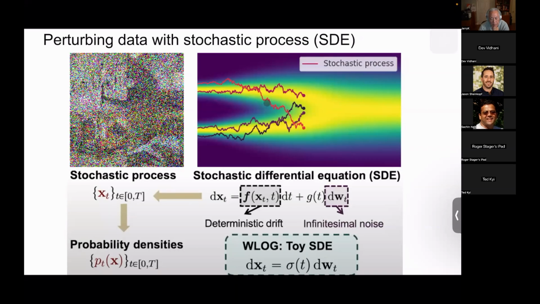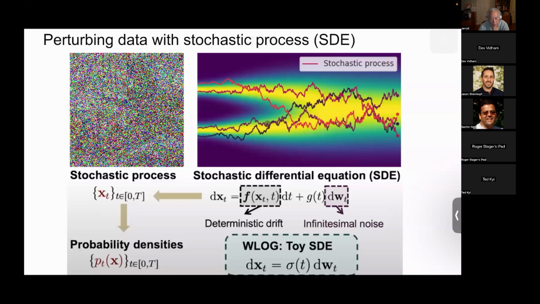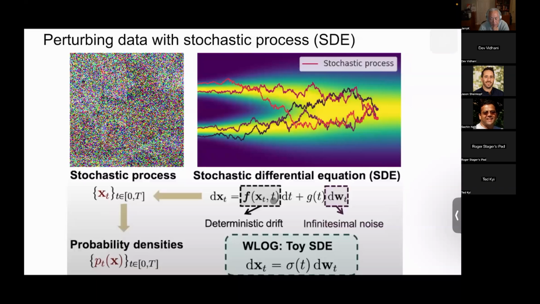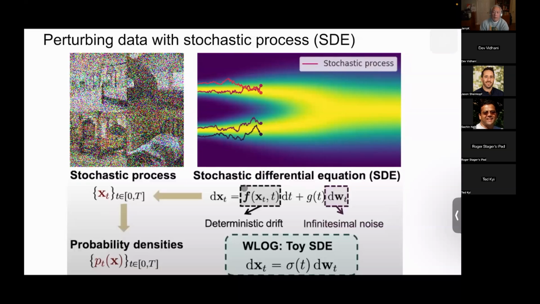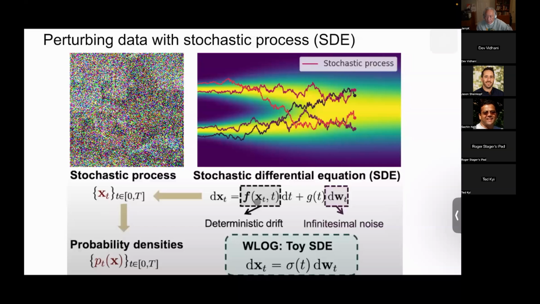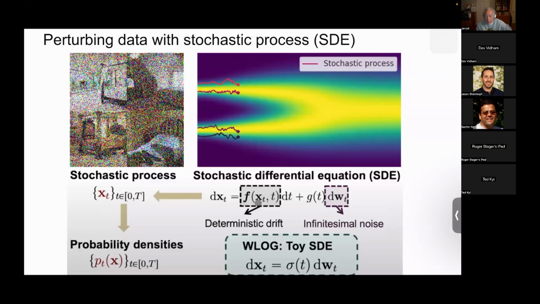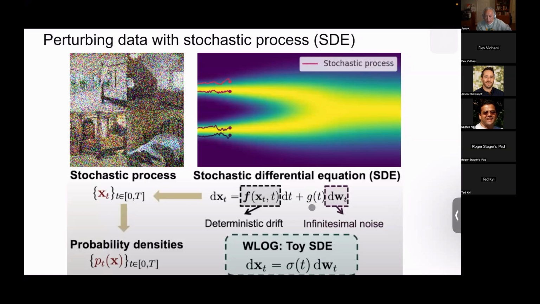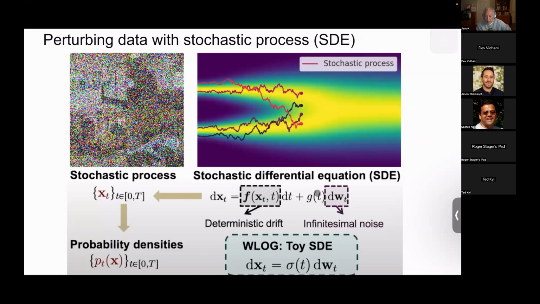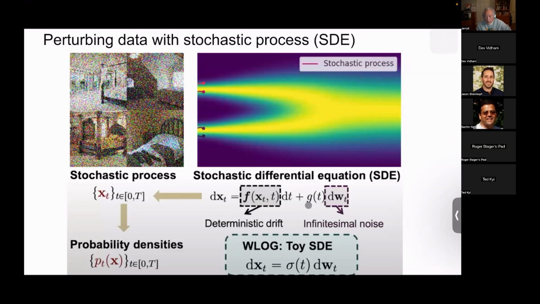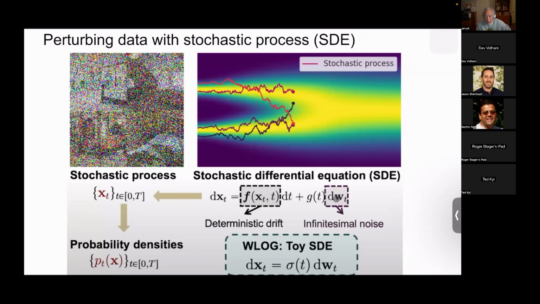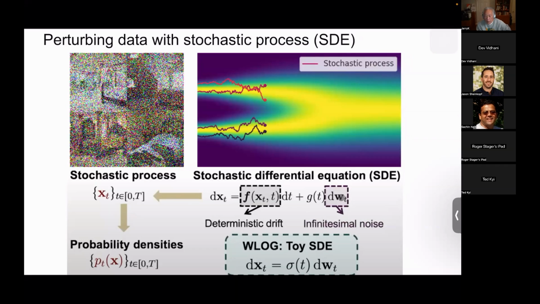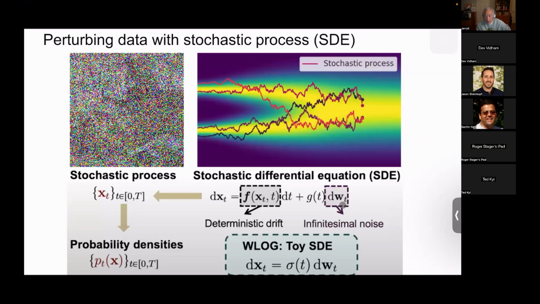This process can be solved using the stochastic differential equation, where you have two terms. This is the typical formulation of the equation, where the first term is the deterministic drift, and the second one is the Brownian motion with the diffusion coefficient. This is the Gaussian noise that you're injecting at every time step. This is the Brownian motion, essentially.